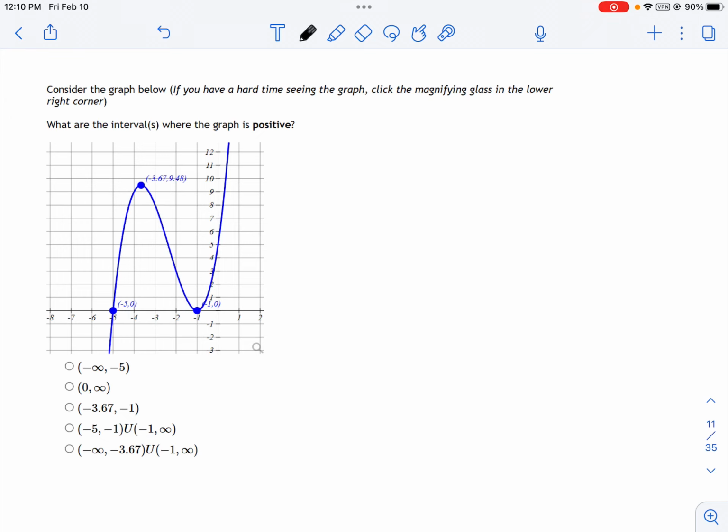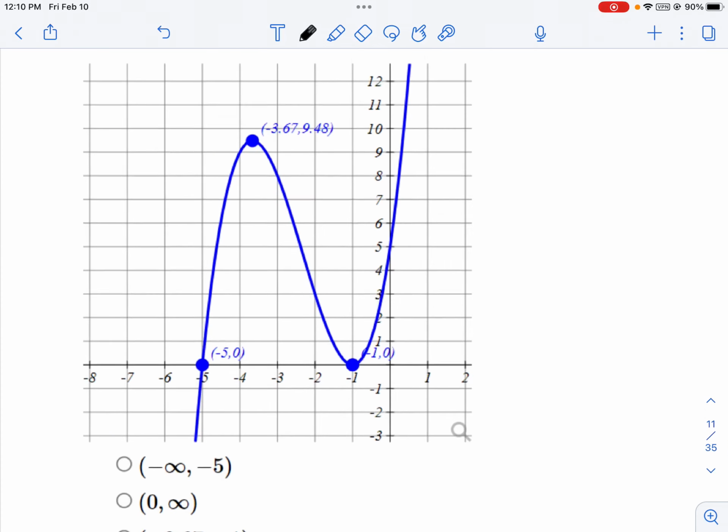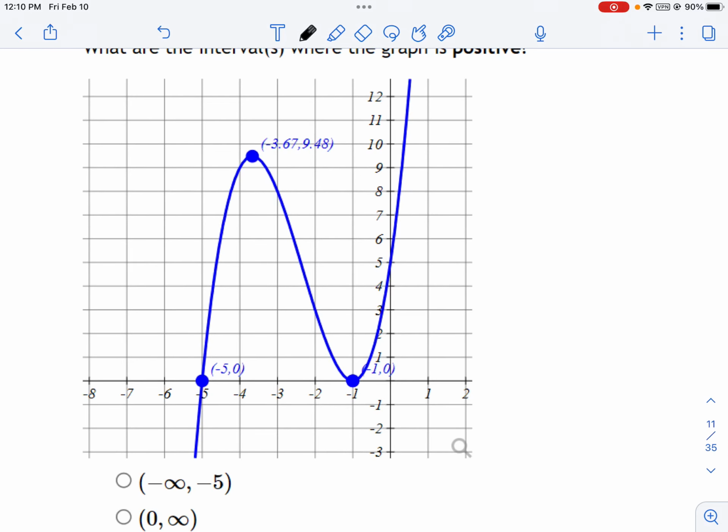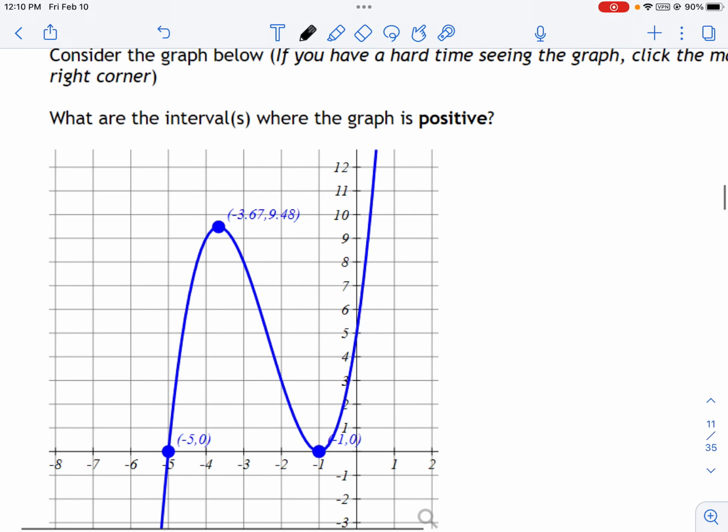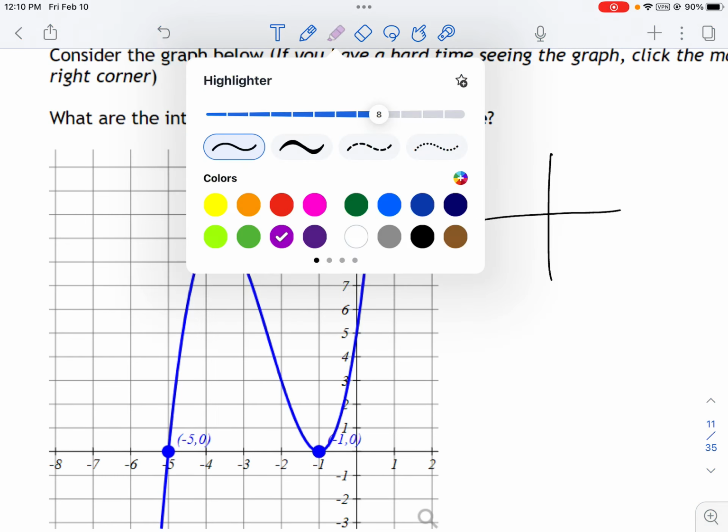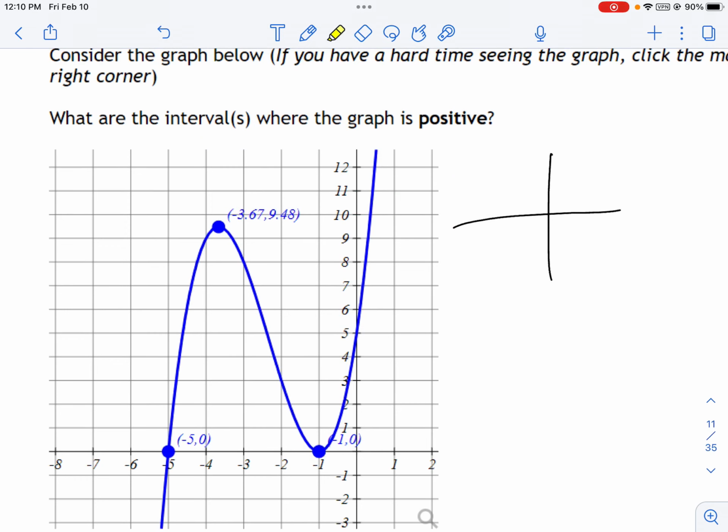Alright, so when we're looking at this particular graph, there's a couple of things we can look at. When it says positive or negative or zero, what it's really referring to, for any graph, is the y values, where the y value is going to be positive, zero, negative, and so on. Anything positive for y is anything above your x-axis. That's going to be this entire portion here. Anything negative is going to be anything below the x-axis, so it's going to be this whole portion down here.